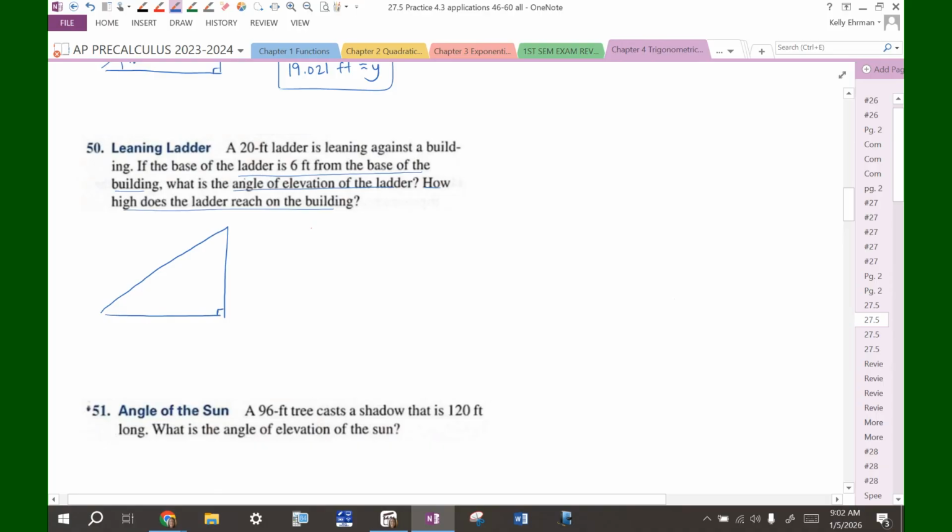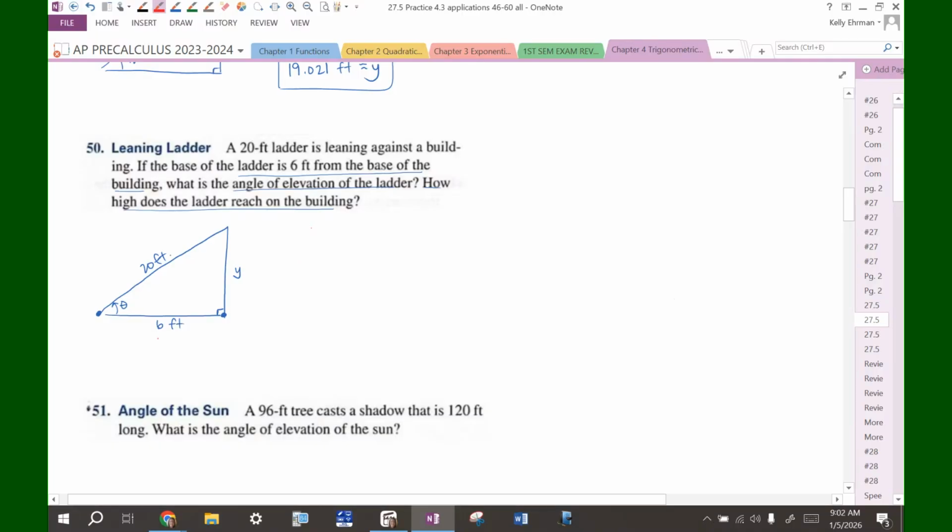Just like the previous problem, we have a 20-foot ladder, so that's this, hypotenuse. The base of the ladder, bottom of the ladder, is 6 feet from the bottom base of the building, so that's 6. What is the angle of elevation, which is always from the ground up to the hypotenuse? Let's make that theta. And how high does the ladder reach? Let's make that y. So start with theta.